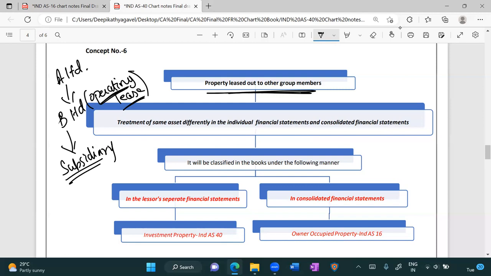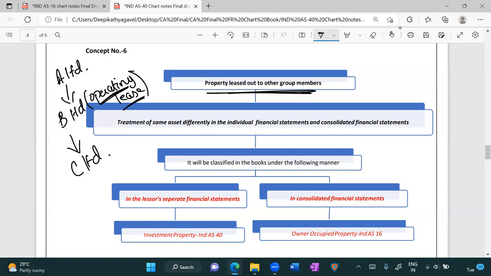Now there's an extension to this. Let's continue with the same example. A Limited is giving a property on lease to B Limited. A is the holding, B is the subsidiary. And B is further giving it again on lease to, let's say, C Limited. Now, obviously, in standalone it will again come as investment property. But when you consolidate, will it come as owner-occupied property now?